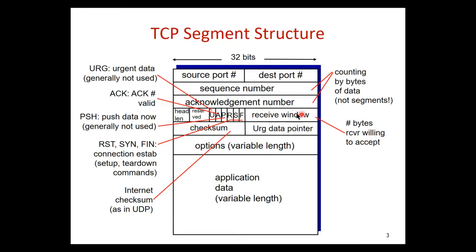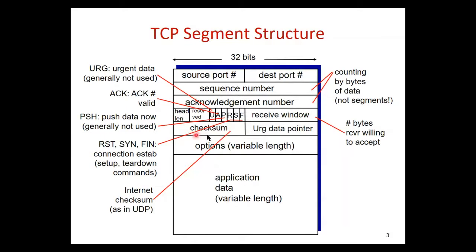We have the receive window field, and this is sent by the receiver to the sender to tell the sender how many bytes are available in the receiver buffer. So this is used for flow control. For example, if the receiver has 1,000 bytes left in its buffer, it will send back 1,000 here, and the sender is not allowed to send more than 1,000 bytes until it receives further notice from the receiver.